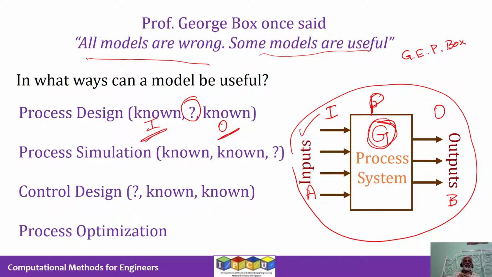Now, the second thing is sometimes you may be in a situation where the inputs are known and the process system is also known. So G, or P, is also known, and using I and G, you can calculate the output. So the output is to be found out. This is called a simulation problem. When people talk about process simulation, this is what they mean.